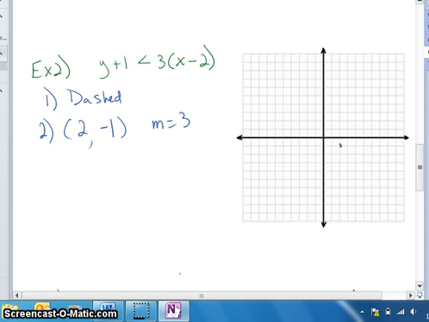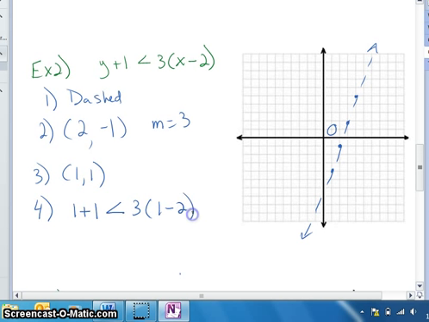So I graph the point (2, negative 1). Slope of 3, so I rise 3 to the right 1, rise 3 to the right 1, or I could go down 3 to the left 1. So pick a point. This time I'm going to pick (1, 1), just to be different. I can because it's not on the line. Then I'm going to substitute in, see if it works. 1 plus 1 less than 3 times 1 minus 2. So this is 2 is less than 3 times negative 1. Is 2 less than negative 3? No, that's false. So this point doesn't work, and I have to shade the other side.